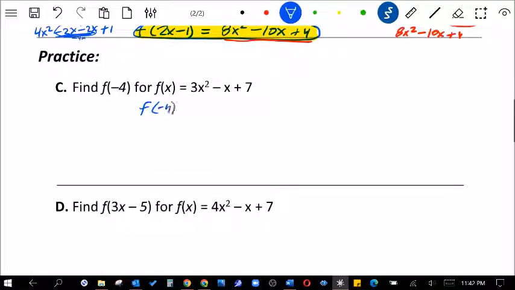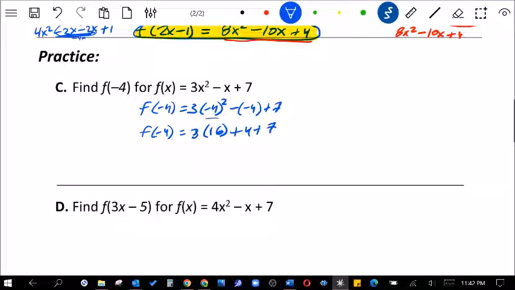So f of negative 4 is 3 times negative 4 squared minus negative 4 plus 7. The negative 4 squared is positive 16. And so we get 3 times 16, 16 plus 4 plus 7 because of the double negatives. Now we have 48. 3 times 16 is 48. Plus 4 is 52. Plus 7 is 59.